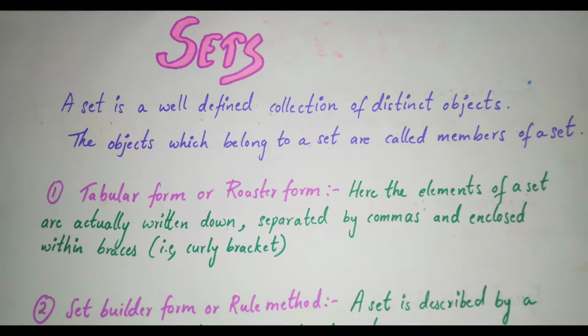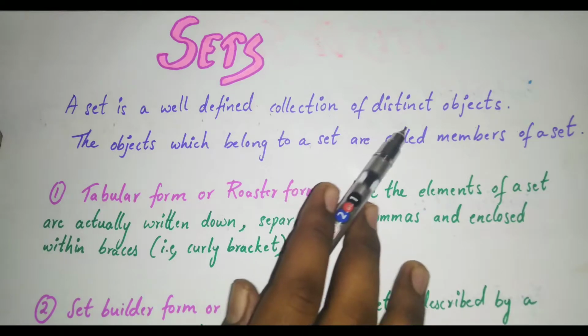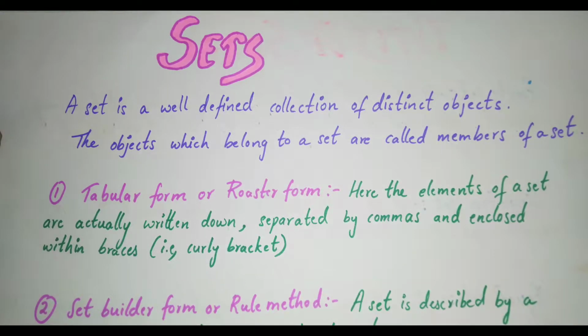Hello guys, in this video we are going to discuss chapter 1 of 11th class CBSE mathematics, that is sets. In this chapter we are going to study the definition of sets. What do you understand by the word sets? A set is a well defined collection of distinct objects. That means it is a collection. Sets means a collection of distinct objects.